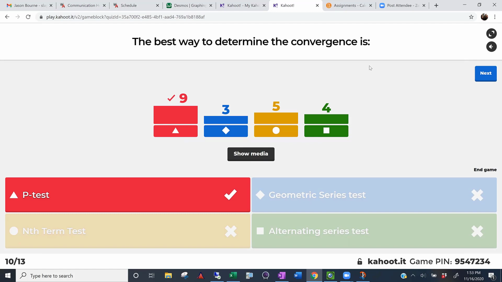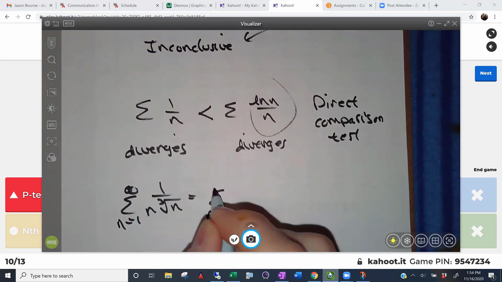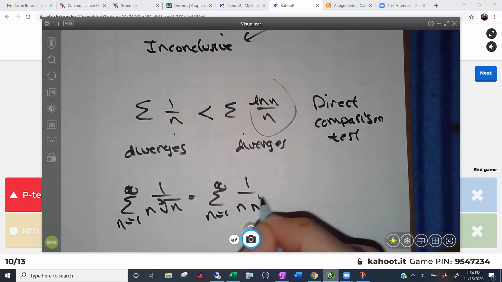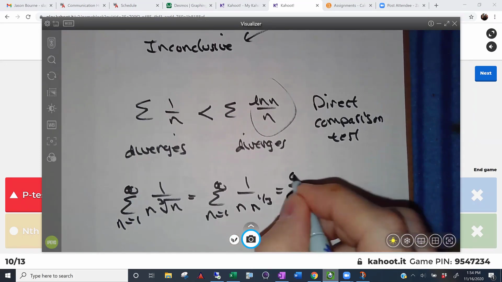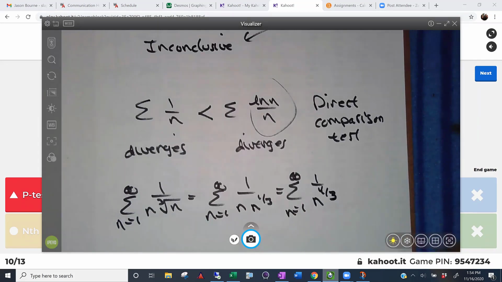Let's take a look at a couple things. So n equals 1 to infinity, 1 over n times the cube root of n. Okay, so this one's asking you to think about a little bit of algebra. The idea here is this. You can think of this as n times n to the 1/3 power. What happens when you multiply things with the same base? They add. Thank you. So this would be n to the 4/3 power.